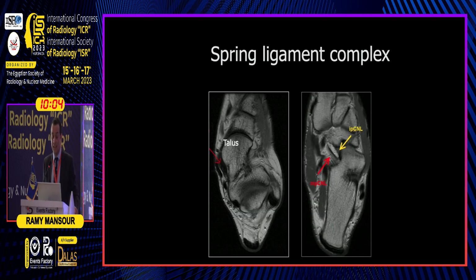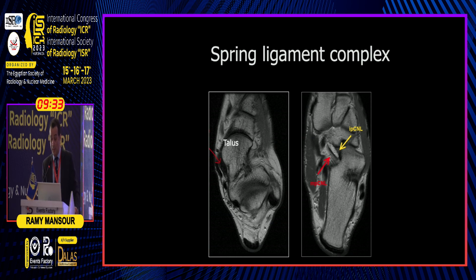Similarly, you can see this in the axial view, where you can always see the relation of the posterior tibial tendon and the superior medial component of the spring ligament. And you can see this thick black structure that is always seen between the head of the talus and the posterior tibial tendon. This structure is the superior medial calcaneonavicular ligament.